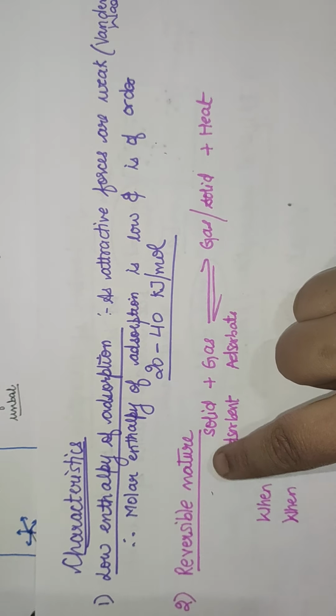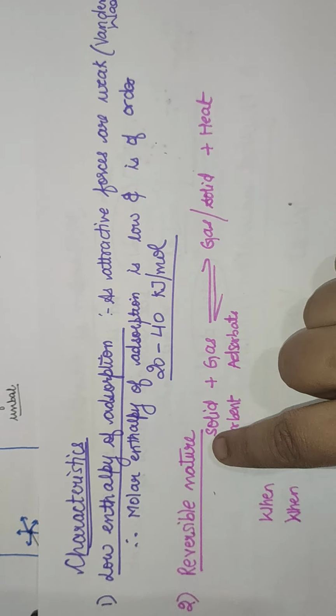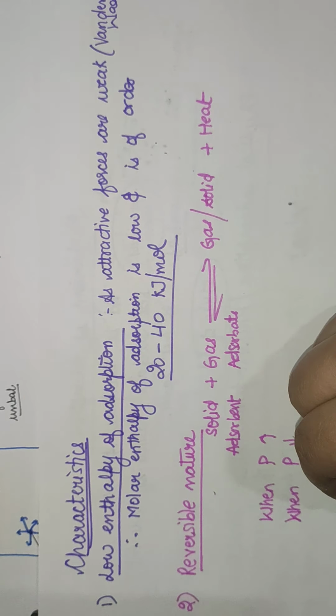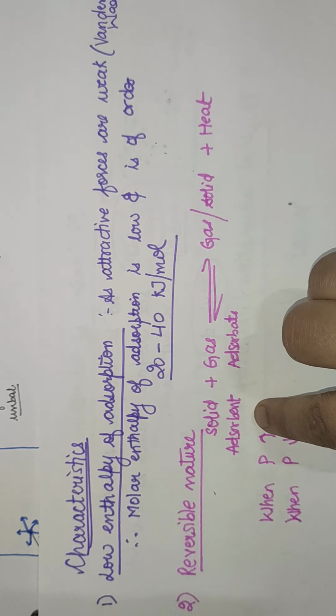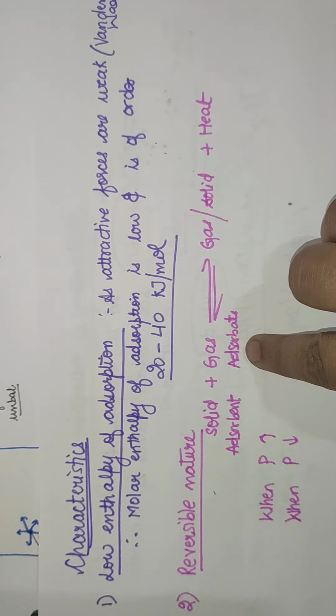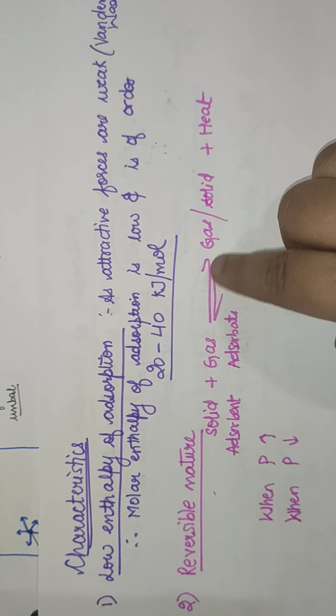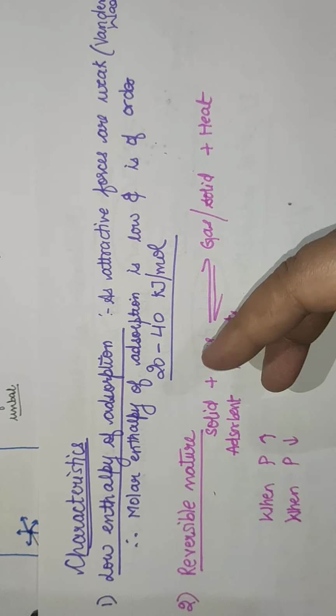The second one is the reversible nature. As we have discussed, they are reversible reactions. So if they are reversible, it means if we have a solid as an adsorbent and a gas as an adsorbate, these are in equilibrium, we can change.